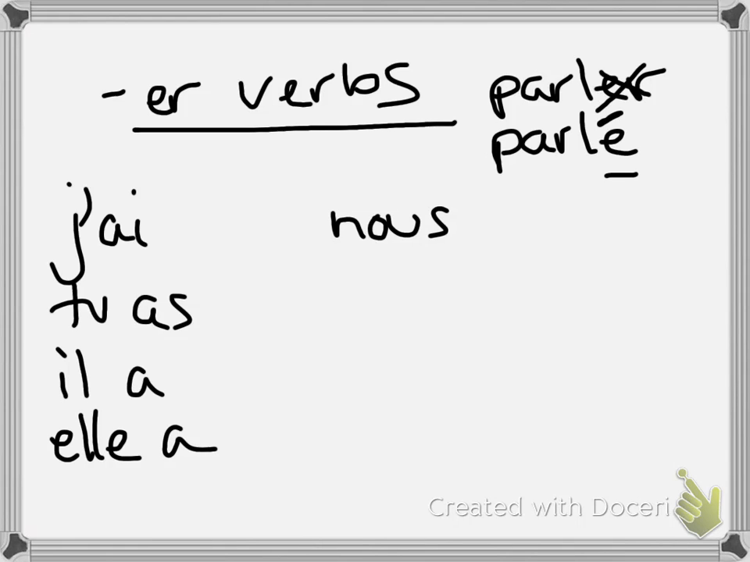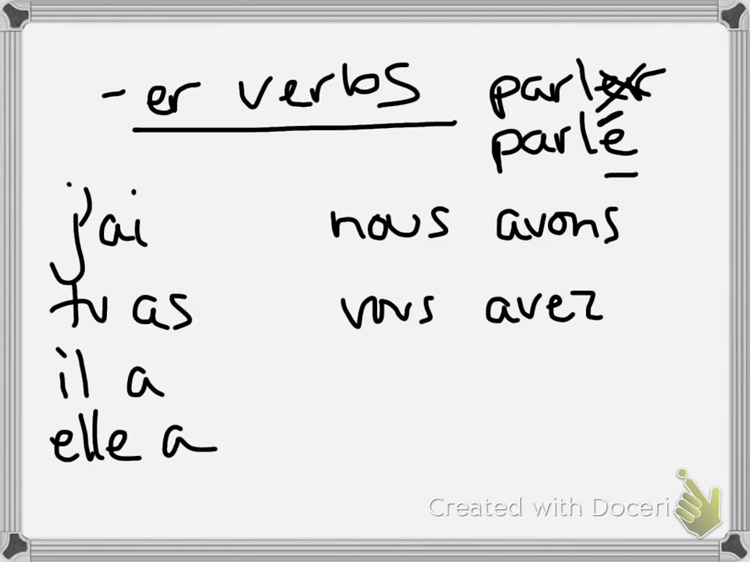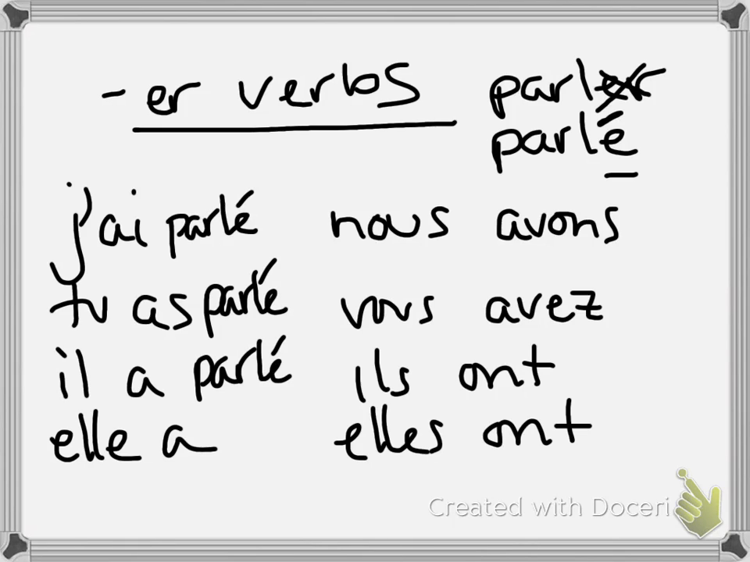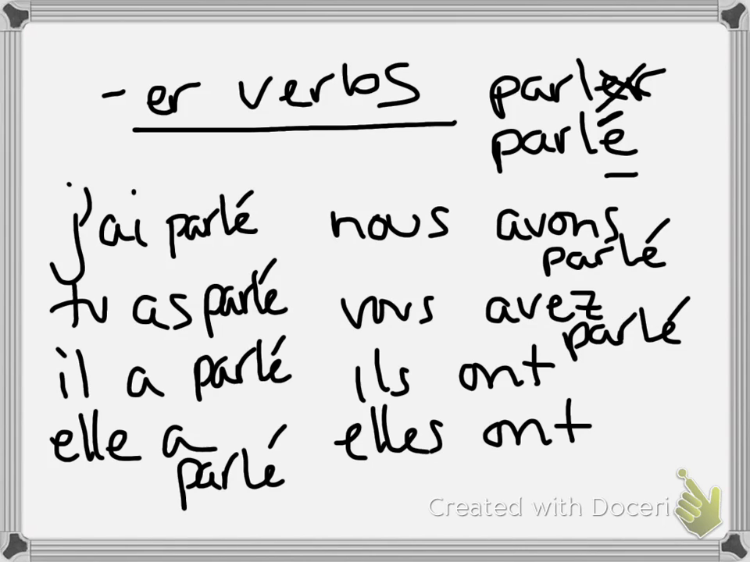So j'ai, tu as, il a, elle a, nous avons, vous avez, ils ont, elles ont. And then you use your past participle. J'ai parlé, tu as parlé, il a parlé, elle a parlé, nous avons parlé, vous avez parlé, ils ont parlé, et elles ont parlé. Notice that the past participle does not change. It's the same for every single form. The only thing that does change is your form of avoir.